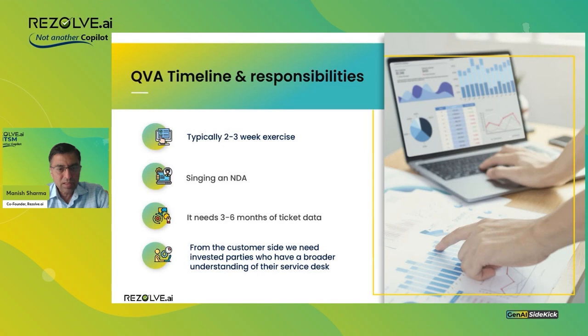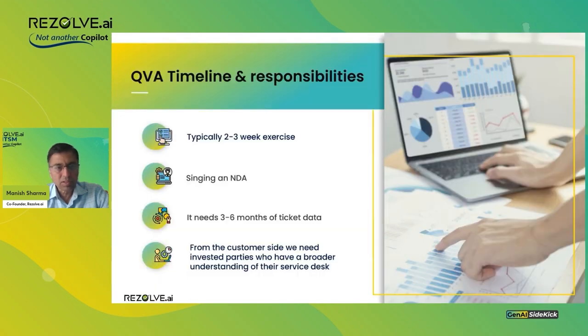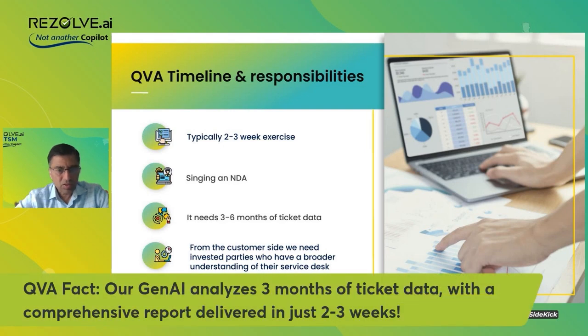I think there was a slide before this where we talk about the methodology, but maybe we can talk about this slide. By the way, how long does it take to get the QVA done? This typically is a 2 or 3 week exercise, and you have to sign an NDA. You have to give us your 3 to 6 months of data, and what we need more than anything else is someone senior who's invested in the outcomes, right? Who has a fairly good understanding of their service desk and who's invested in the outcome. So this is a slide that typically comes later, but we can cover it right now. It's not a big deal.